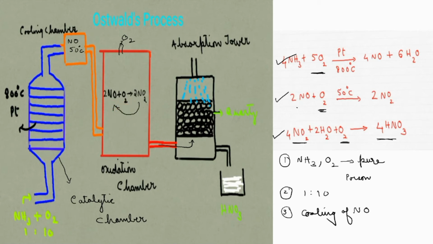Got it, no? Now, one more question they will ask you. Why is this absorption tower packed with quartz pieces? The reason is that nitrogen dioxide and oxygen go upward, whereas water comes down. So these quartz pieces allow effective mixing of the gases with water, so that they are converted into nitric acid readily.